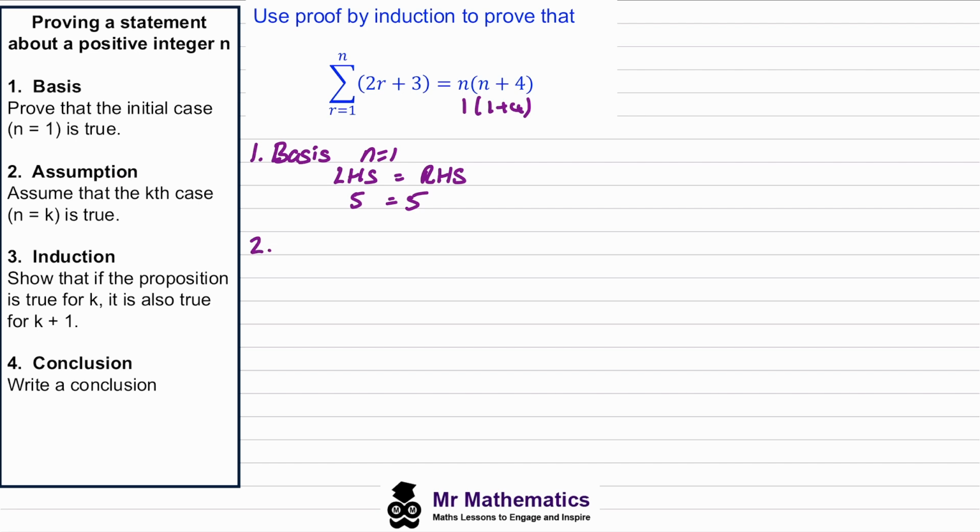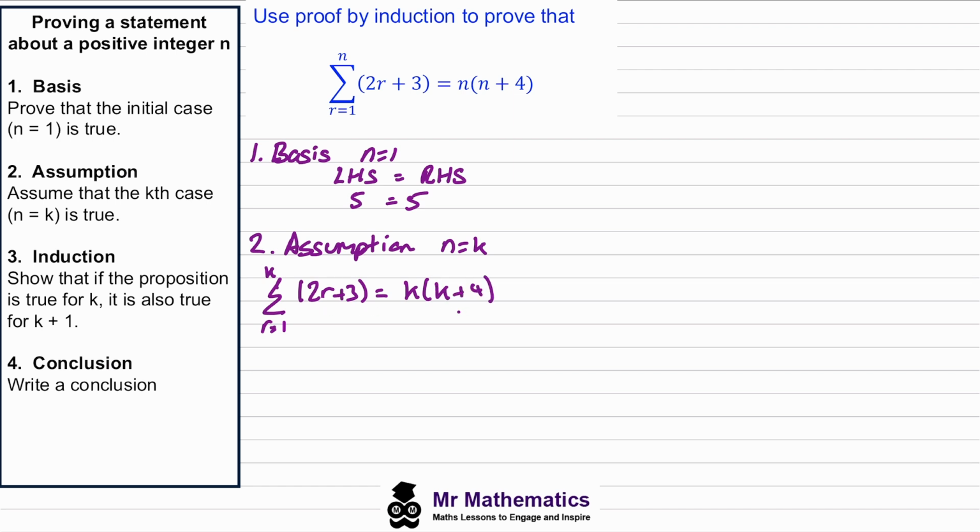Now for step 2, our assumption, this is where we say that n equals k. And we assume that the sum between r equals 1 to k of the series 2r plus 3 is equal to, now replacing this n with k, k lots of k plus 4. So this is our assumption.